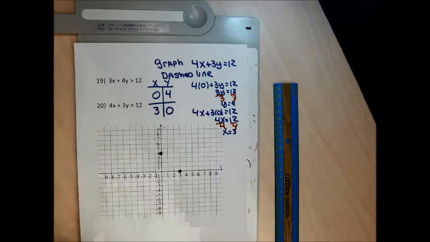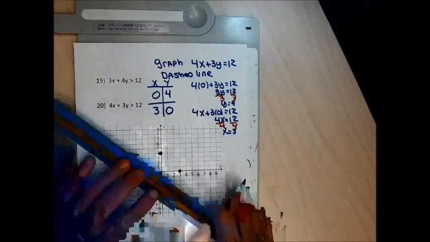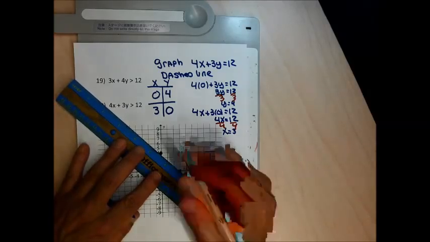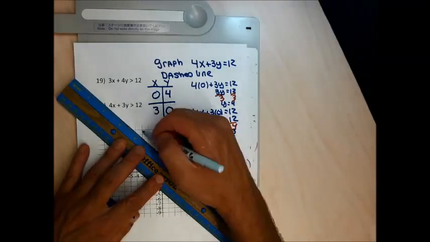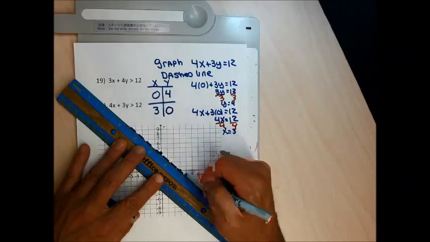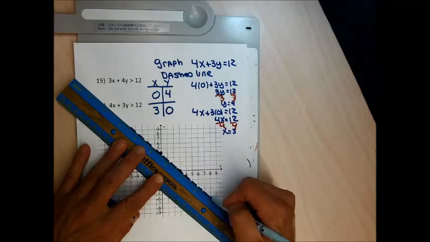Now I'm going to draw a dashed line through those points the best I can. It doesn't have to be as nice as I'm doing, if this is even nice to you, I guess. But I get a dashed line as opposed to a solid line because I don't have the or equal to.